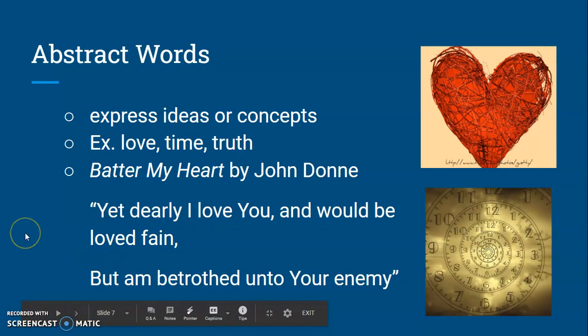Now, abstract words express ideas or concepts, such as love, time, and truth. These are ideas rather than simple things that we can perceive with the human eye. In the poem Batter My Heart by John Donne, he says, Yet dearly I love you and would be love's fain, but am betrothed unto your enemy. So here we see some examples of abstract words.